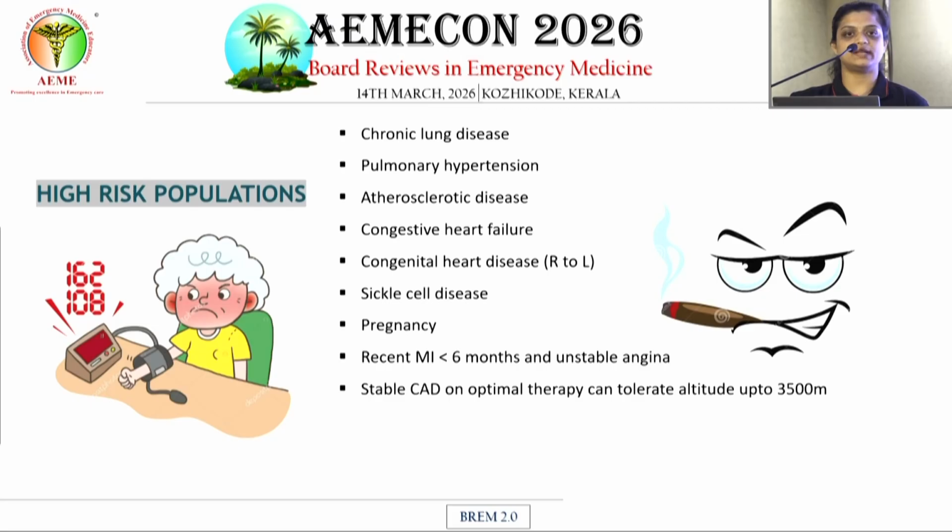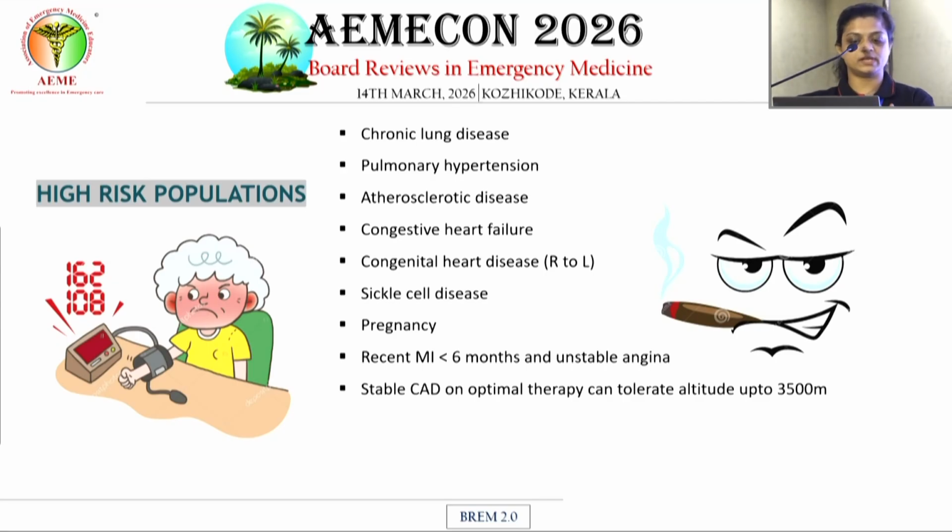So who are the high risk populations? Whom should you warn when they are going to ascend to a high altitude? Who should be careful? Patients with chronic lung disease and pulmonary hypertension. The hypoxic ventilatory drive will be very low for these patients. If they go up and are exposed to a low oxygen saturation environment, they will be at risk of high altitude illness.